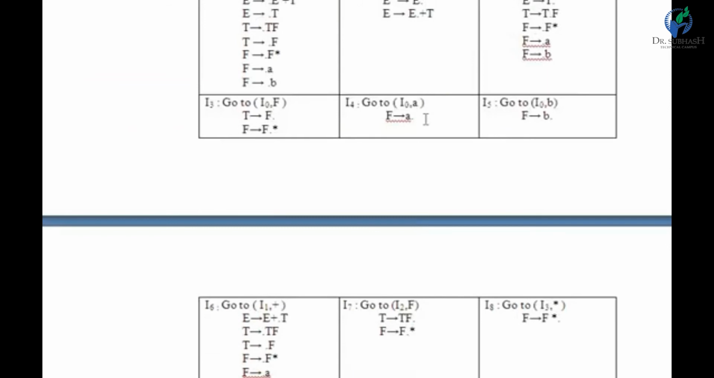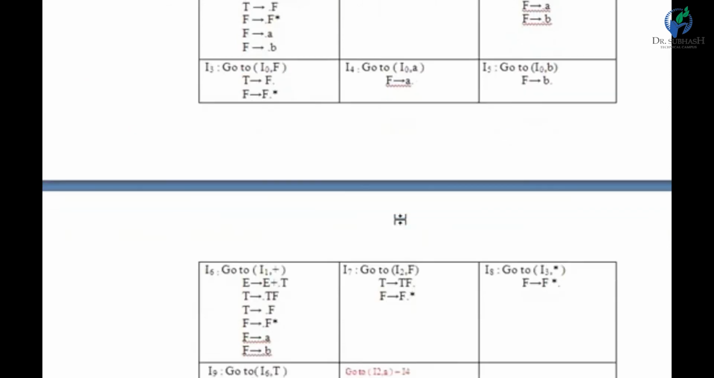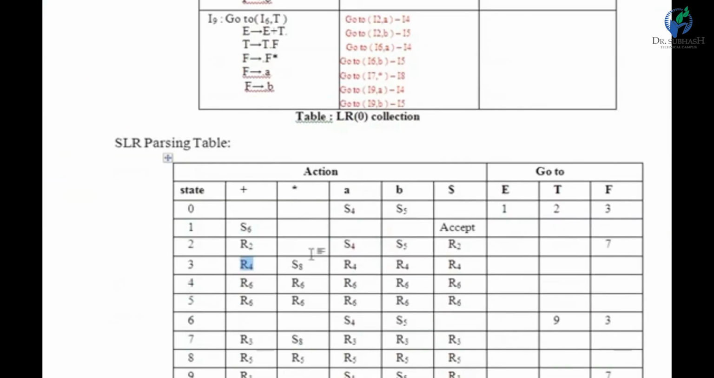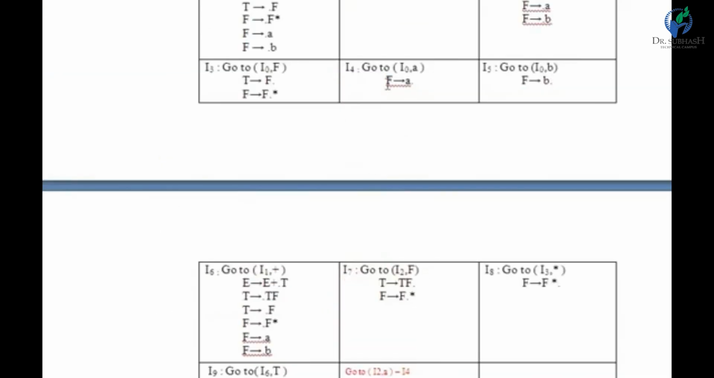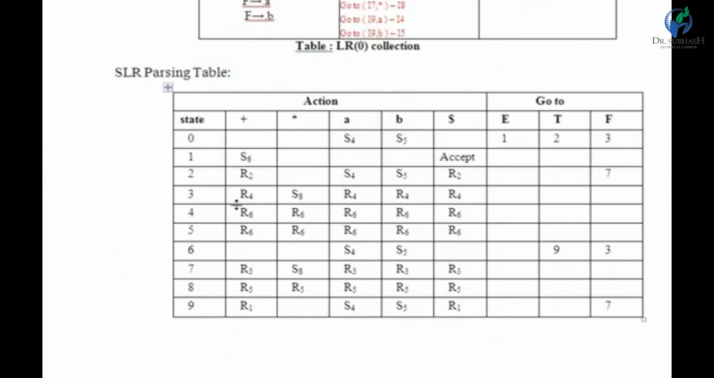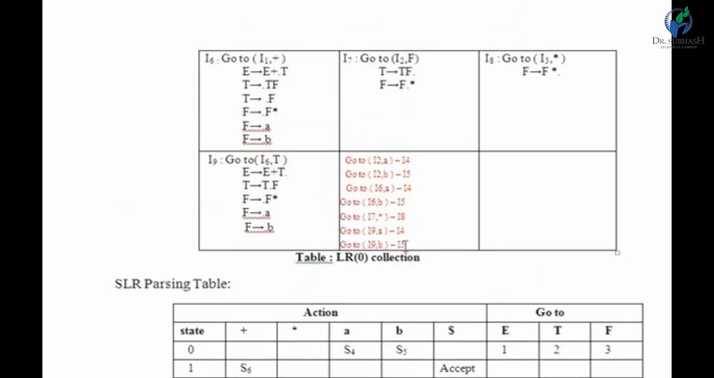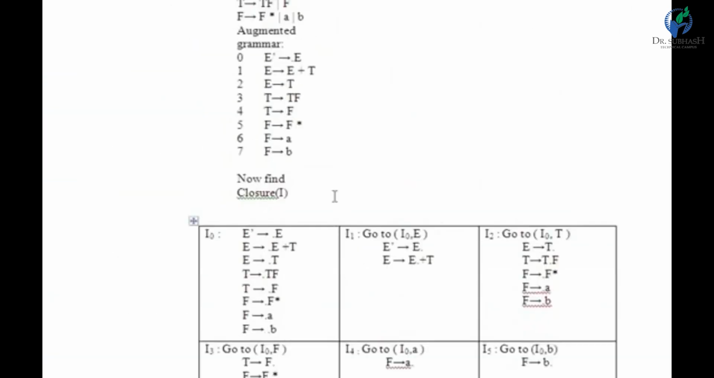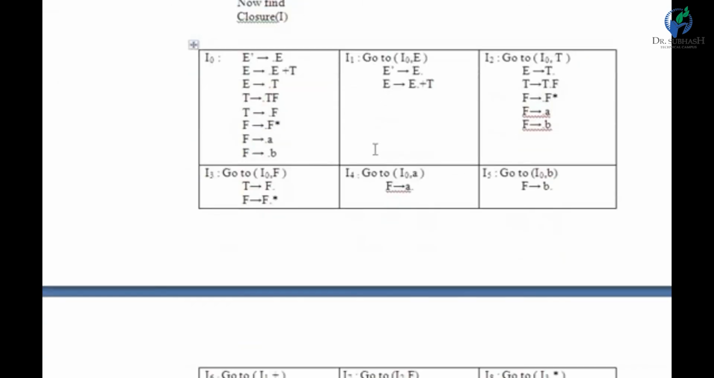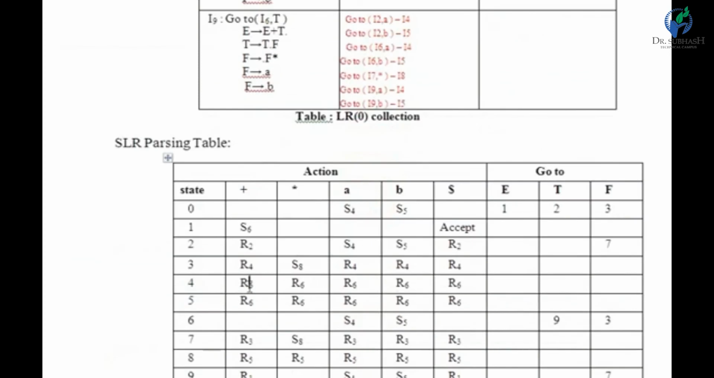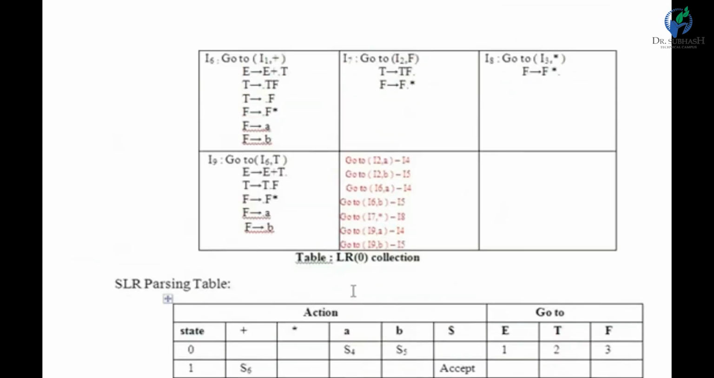Next, F gives A dot. So in the 4th row, you have to put the reduce entry in the follow of F. Follow of F is plus, star, A, B and dollar. In these columns, you have to write the reduce entry, and which number is given? F gives A is at position 6. So you give R6 at this position.